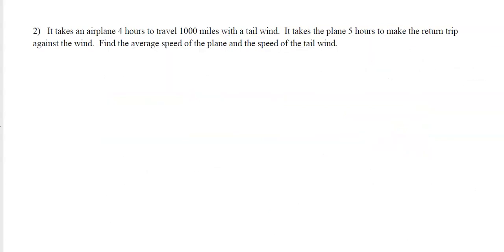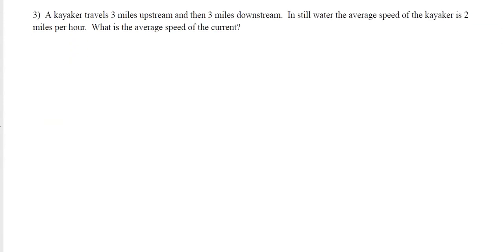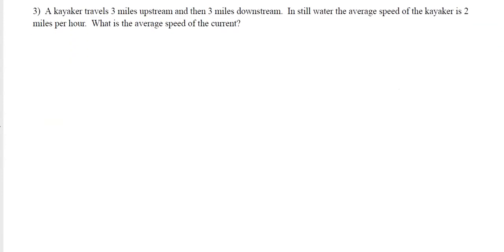All right, well, you might say, well, I can solve all those problems just using a system of equations. So let's look at number 3, because number 3 is a little bit different here. This one's a little bit more challenging. So it says a kayaker travels upstream, downstream. We got the average speed, but we don't know the current. So let's go in here and let's kind of look at this.